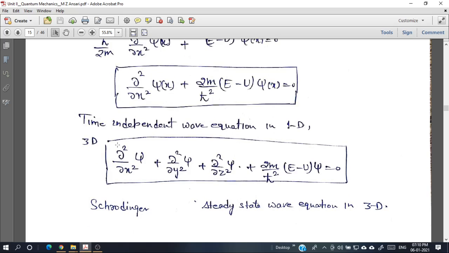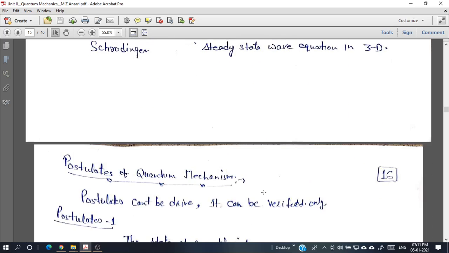Let's say if we write it in the 2D form, this equation is converted as del 2 psi upon del x square plus del 2 psi upon del y square, plus del 2 upon del z square psi plus 2m over h square e minus u psi is equal to 0. This is the steady state or time independent form of the Schrodinger equation in the 3D form.